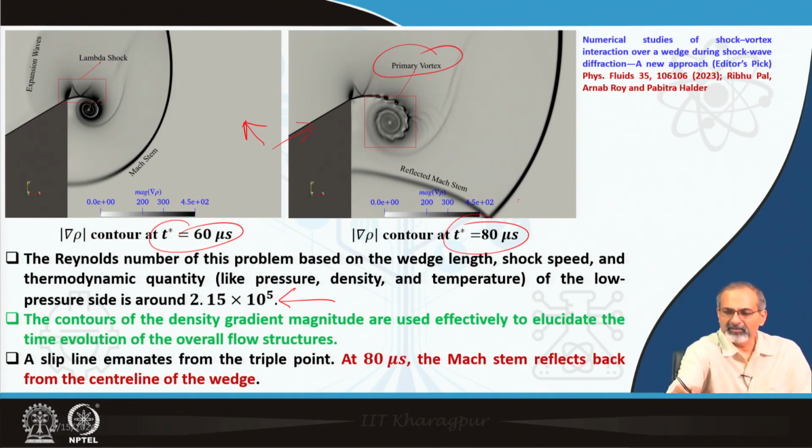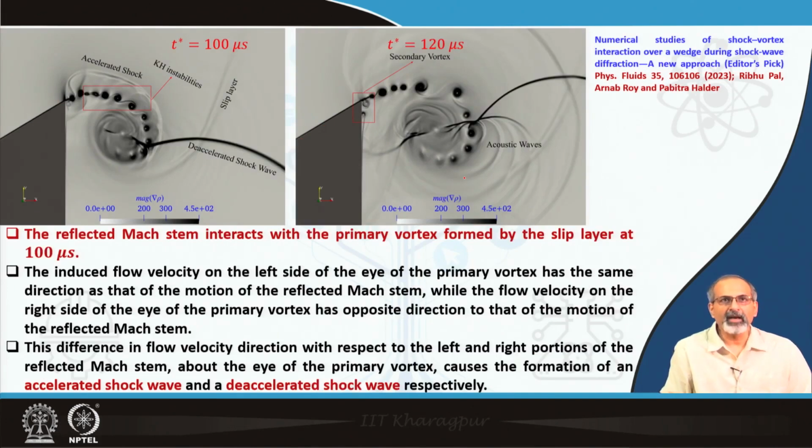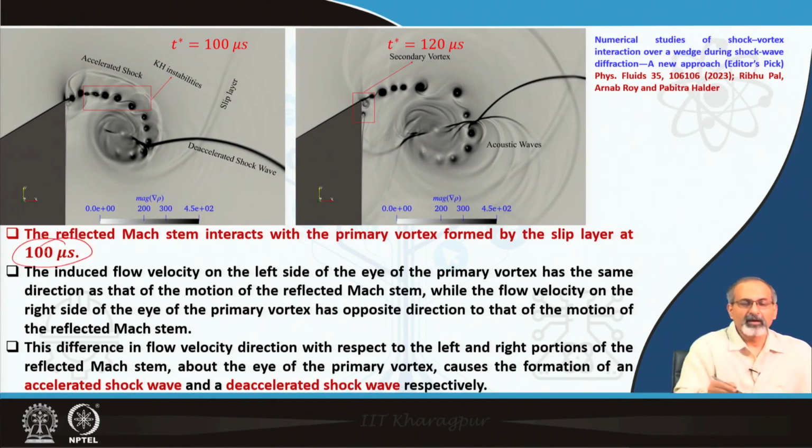So, the Mach stem went all the way up to the center line up to which we are computing, and then it reflects back because there is a Mach stem coming from the other corner of the wedge at the bottom, and they meet each other and they reflect back. So, this is basically the reflected portion of the Mach stem that we are talking about. And then the reflected Mach stem interacts with the primary vortex formed by the slip layer at about 100 microseconds. That's what you see over here.